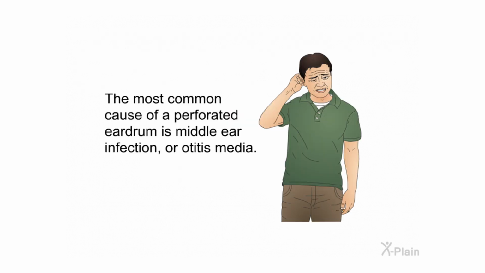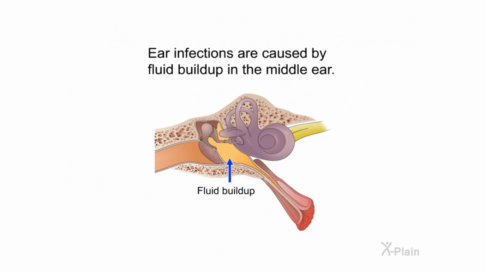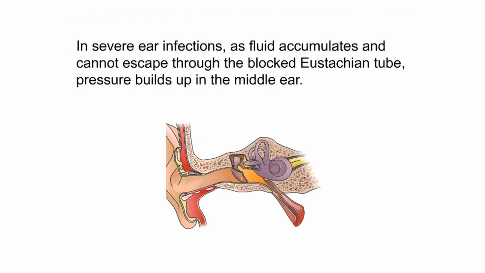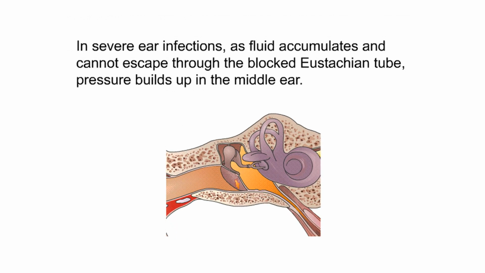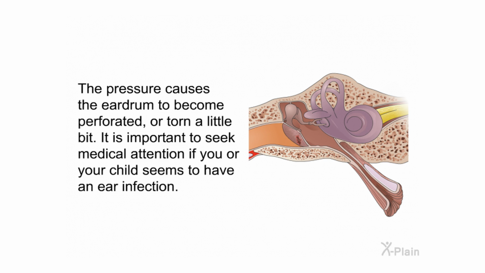Causes. The most common cause of a perforated eardrum is middle ear infection, or otitis media. Ear infections are caused by fluid buildup in the middle ear. In severe ear infections, as fluid accumulates and cannot escape through the blocked eustachian tube, pressure builds up in the middle ear. The pressure causes the eardrum to become perforated, or torn a little bit. It is important to seek medical attention if you or your child seems to have an ear infection.